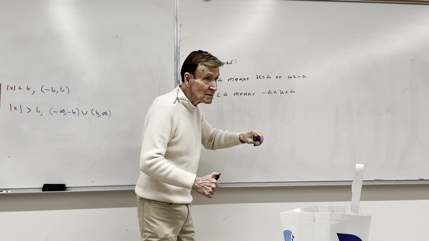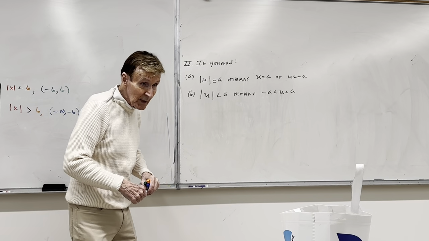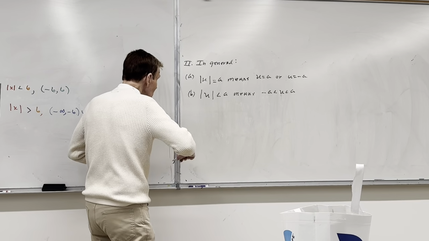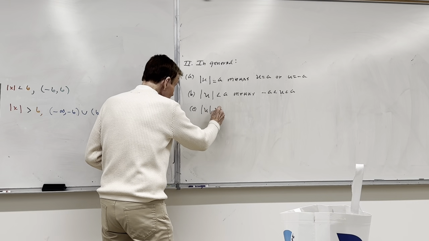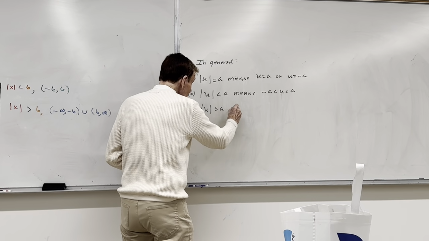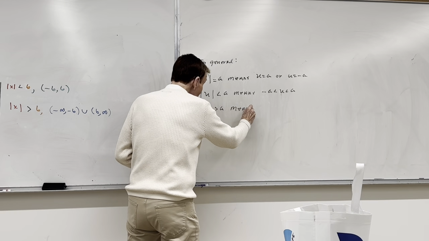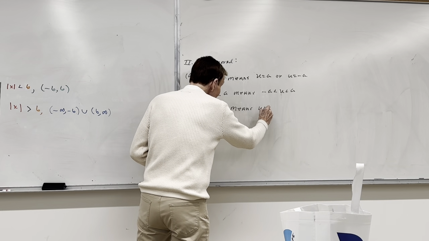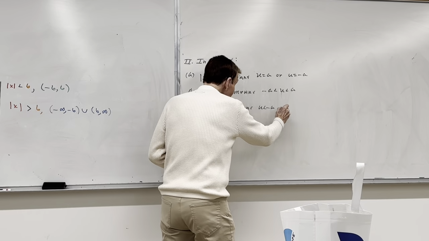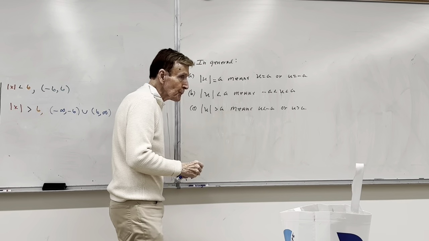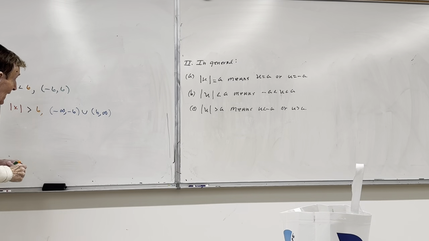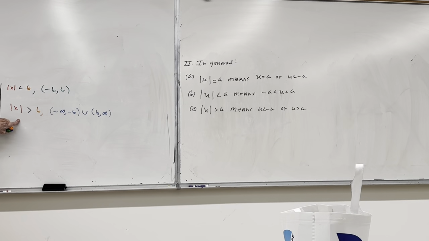That's all it says. And the last statement there is going to help me: the absolute value of U greater than A. What does it mean? It is equivalent to U is less than negative A, or U is greater than A. Beautiful. Now, that's more in line with this one.